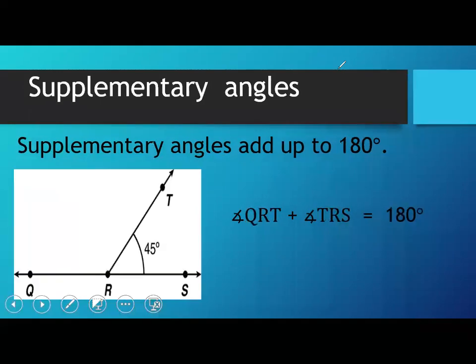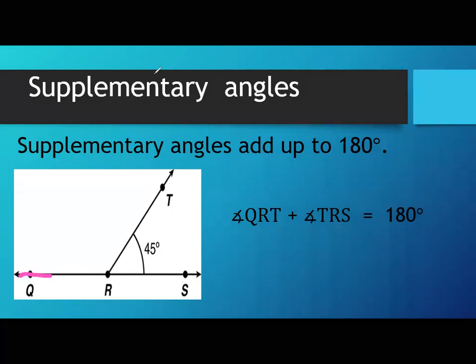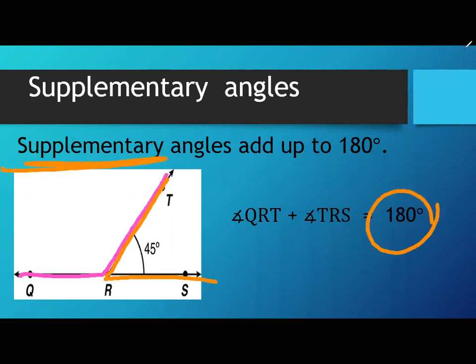Then we have supplementary angles. Those add up to 180 degrees. We have here the angle QRT plus the angle TRS, and that's going to add up to 180 degrees. So supplementary angles add up to 180 degrees.